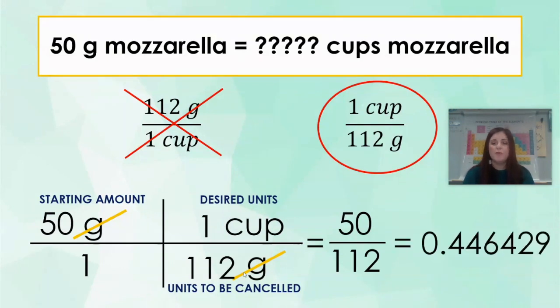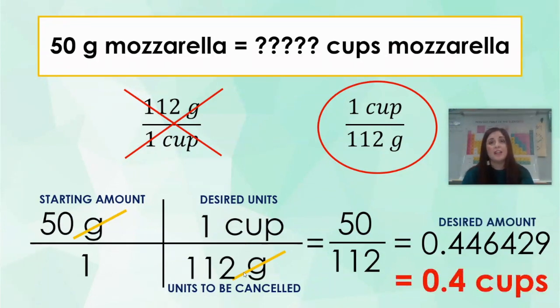And we get 0.446429, which has way too many significant figures. So 50 grams of mozzarella has 1 significant figure. So I would round that to 1 sig fig. I'm rounding it down to 0.4. And whatever unit is left is the unit of my answer.